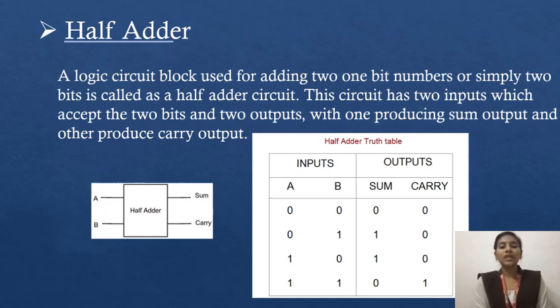Then 1 plus 1 gives us 2. But in binary we don't use the number 2. Binary only contains two digits, 1 and 0. So 1 plus 1 is written as sum 0 and carry 1. Let us see the next topic.